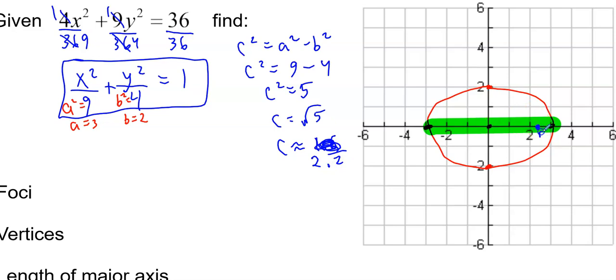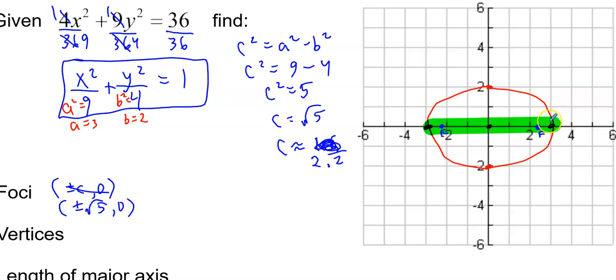Make a focus point. It's pretty squished. It's kind of towards the end, and 2.2 to the left, and make a focus point. So those are my 2 focus points. I would want to label those using the formula. Again, the formula is plus or minus c, comma 0. So I'm going to use the exact value when I write the formula here. So it's going to be plus or minus square root of 5, comma 0 are the ordered pairs of those points.